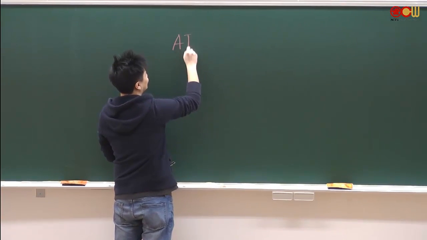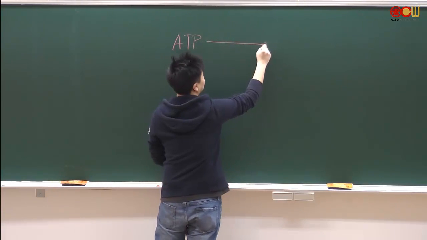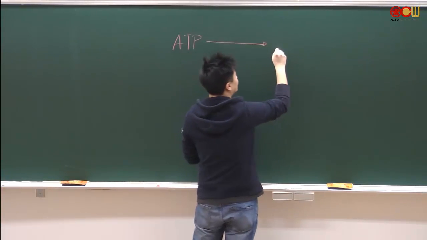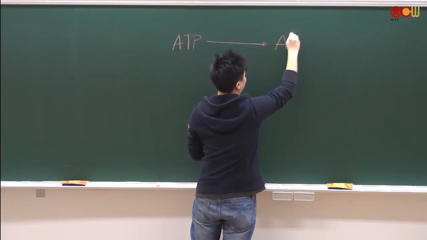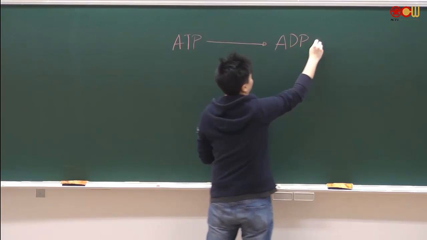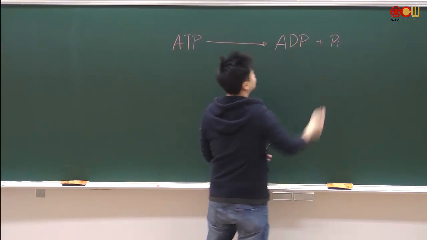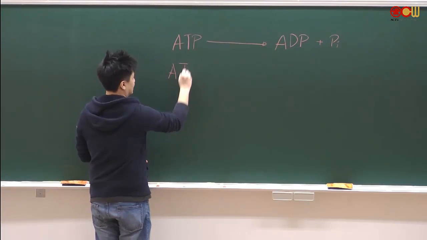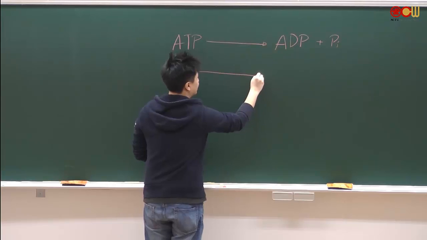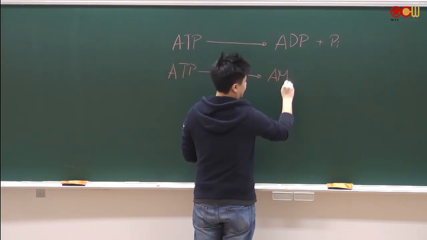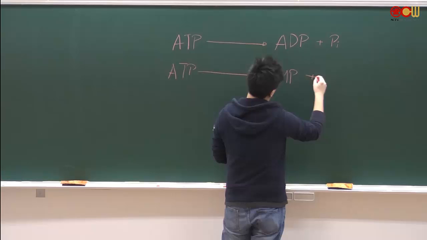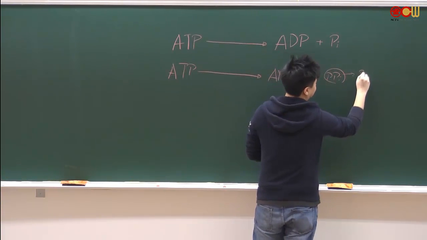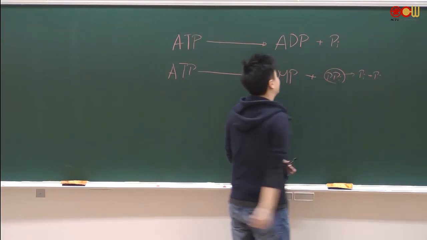Typically when we say you consume ATP, we generally mean ATP becoming ADP and then Pi. Now, if you go from ATP to AMP, monophosphate, plus PPi or something, and then PPi can become Pi plus Pi, something like that.